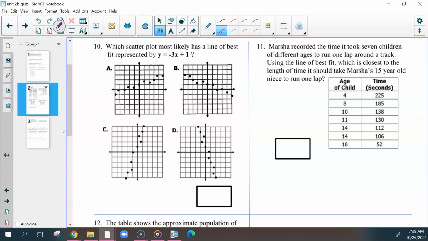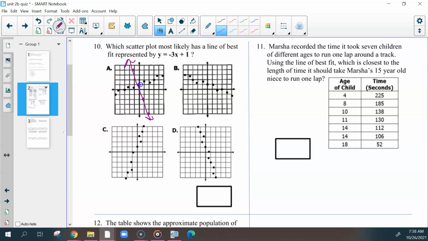So this one has a y-intercept of 1, which all of these actually have. And then the slope is -3, so I'm going to go up 3 to the left, and down 3 to the right, as many times as possible. If I were to draw that line, and if that was my line of best fit, that means the points would need to be surrounded by that line.